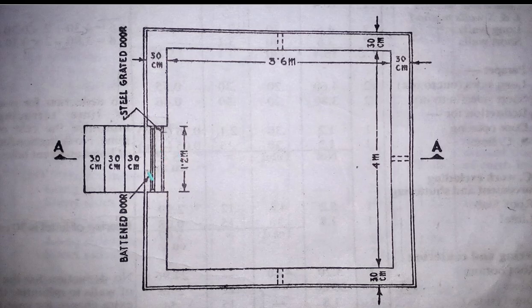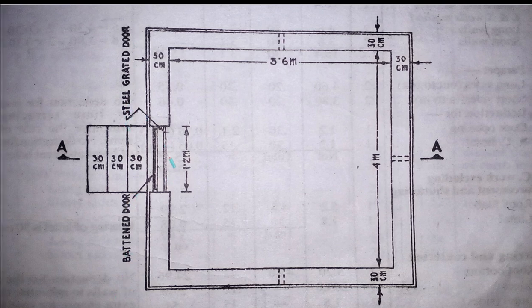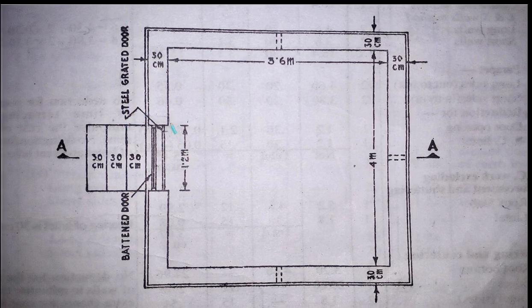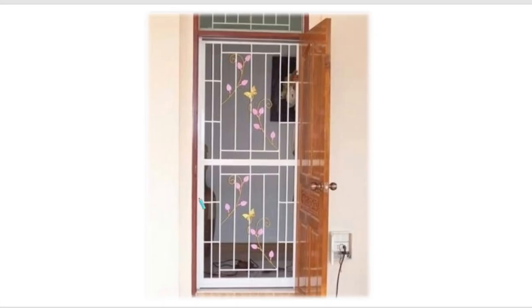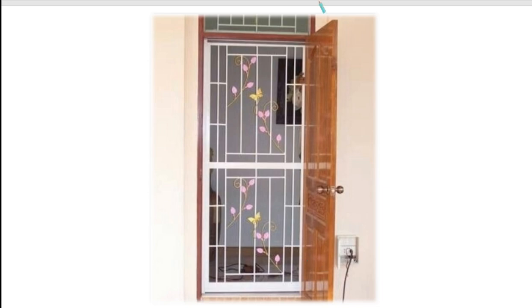In this plan, we can see that here is a steel grated door, and there is also a batten door in front of this steel grated door, and in actual practice it will look like this. That means there is a steel grated door and there is also a batten door in this building.